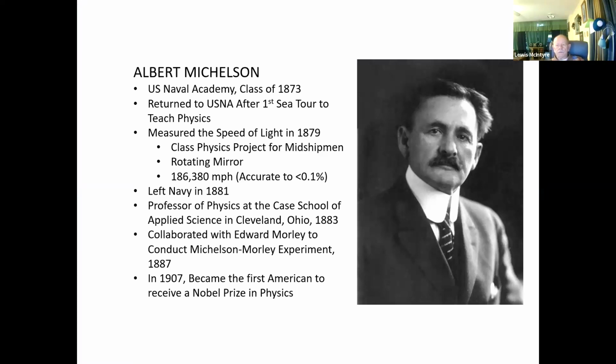Albert Michelson graduated from the U.S. Naval Academy almost 100 years before I did, in 1873. I took modern physics in Michelson Hall, named after him, my last year there in 1970. After one sea tour, he returned to the Academy in 1876 to teach physics. In 1879, he measured the speed of light as a class project for his midshipmen, using a rotating mirror, coming up with a speed within 0.1% of the modern accepted value.